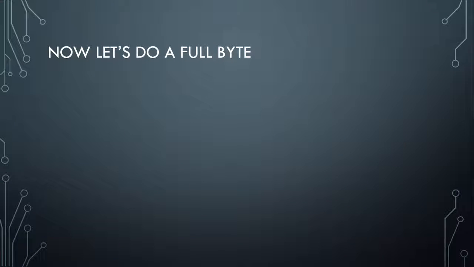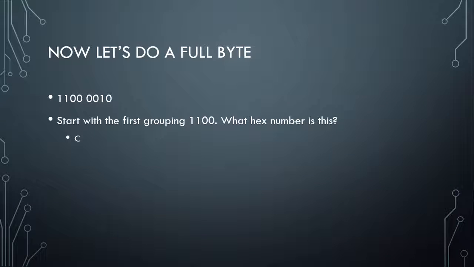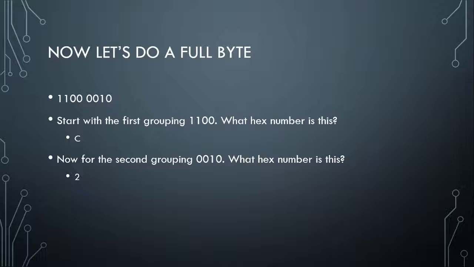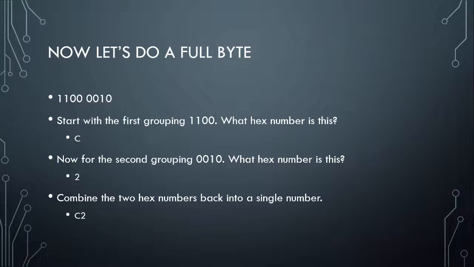Now, let's look at a full byte. So now I'm doing 11000010. Okay, so I have 2 groupings in here. Let's start with the first grouping of 1100. If you look at the chart, you can easily see which hex number this is. It's just a C. If I look at the second grouping, 0010, I can see that the hex number there is 2. Lastly, I'm just going to take those 2 answers and combine them back into a single number, which in this case is C2.